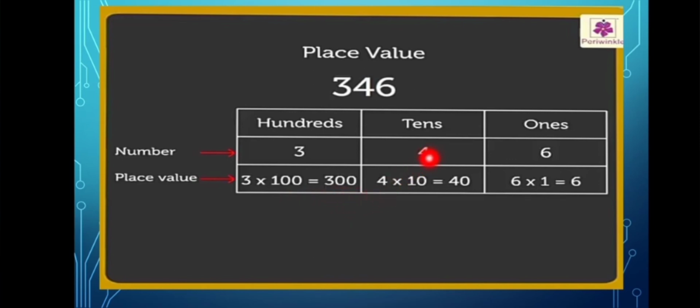And number 4 is in the tens column. It means it has 4 tens. So the place value of 4 is 4 into 10, that is 40. And number 6 is in the ones column. Now the place value of 6 is 6 into 1, that is 6.